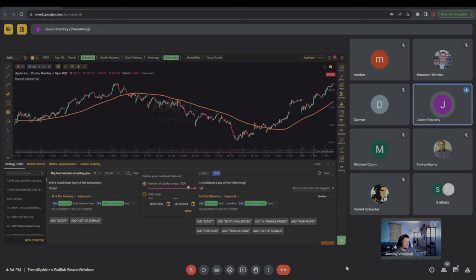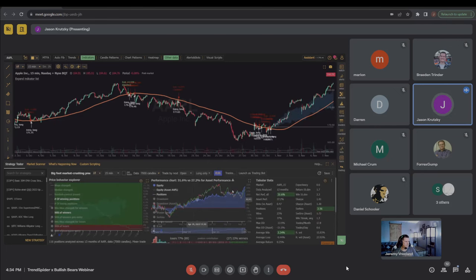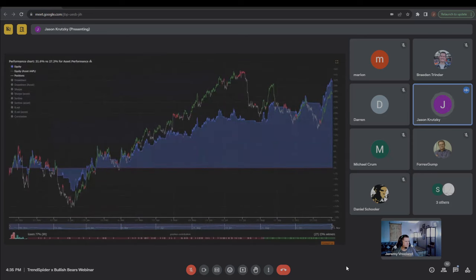And just generally speaking, I'm always going to utilize a bigger data set. The bigger the data set, the more data I have, the more proof I have that the strategy actually can work. So I use the 7,000 candle option and it runs the test for me. And I get this data back. And the first thing that I do is I open my performance chart. The reason why I do this is because I want to see what the strategy does, and I want to see what it does actually within the asset.